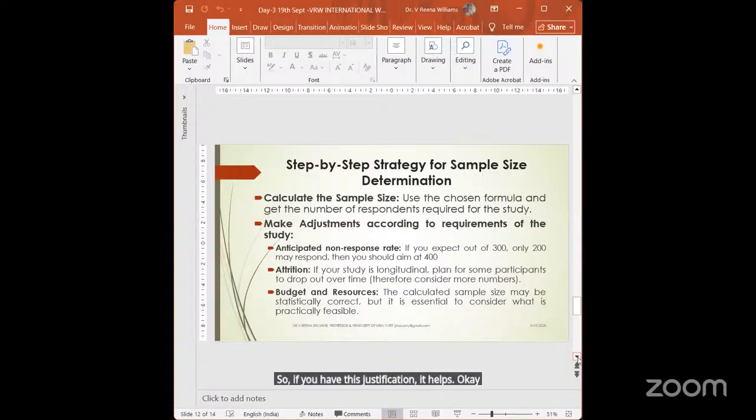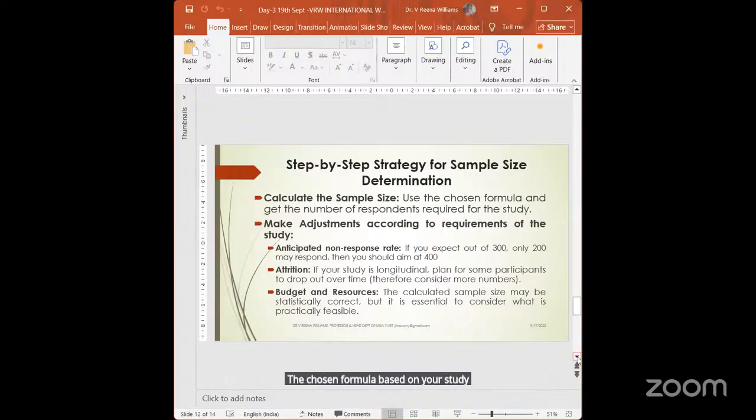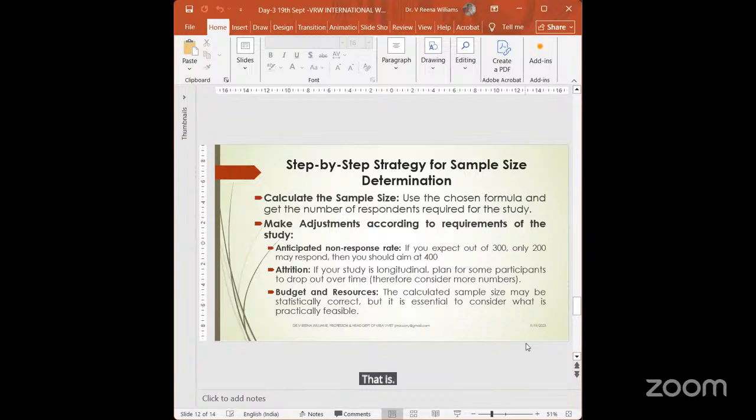Okay. So calculate the sample size. That is, you can use the chosen formula based on your study. Secondly, you need to make adjustments according to the requirements of the study. What are the requirements? That is anticipated. Please be attentive here.